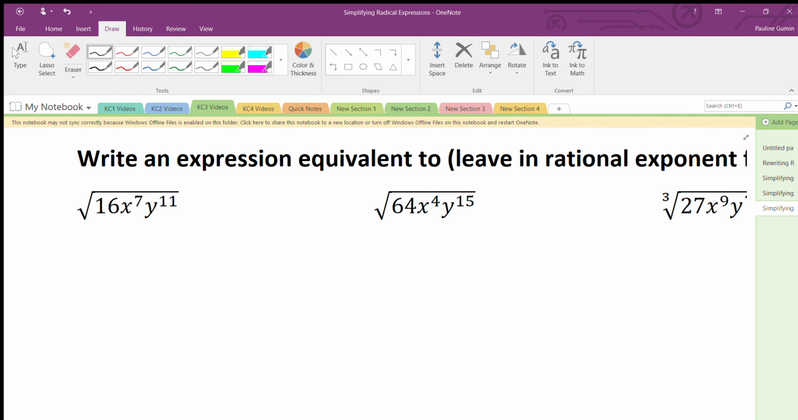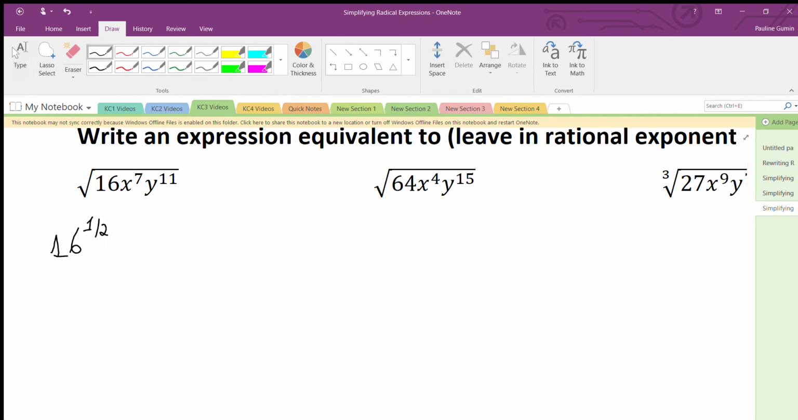Let's write an expression equivalent to these roots, and we're leaving it in rational exponent form. Holy cannoli, we have 3 bases. Let's do it. 16 has a power of 1, the root is 2. X has a power of 7, the root is 2. Y has a power of 11, the root is 2. The only thing we can simplify is here, the 16 to the power of 1/2. Otherwise, these fractions don't simplify.